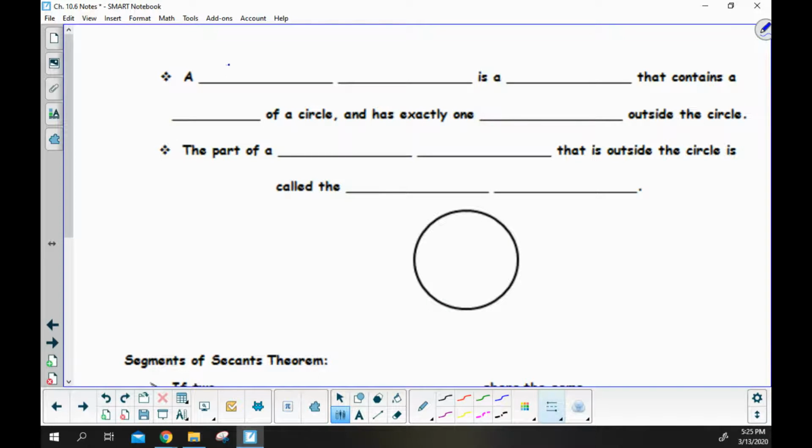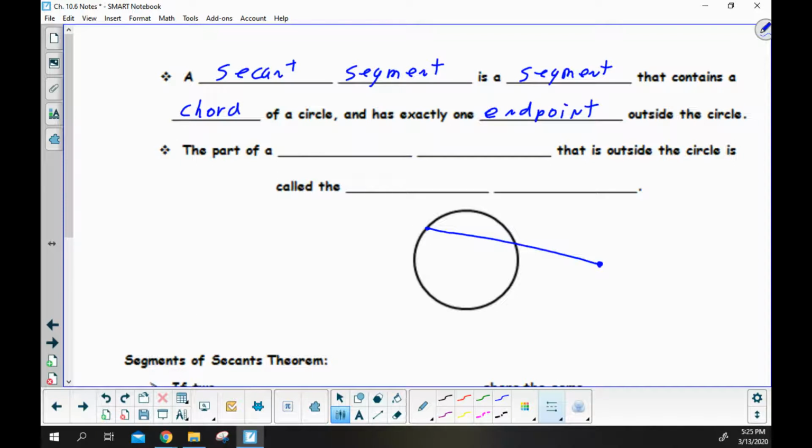So the next one is if a secant segment is a segment that contains a chord of a circle and it has exactly one endpoint outside the circle. So guys, what we're talking about is given a secant segment. Now again, remember, a secant is a line that goes through the circle, intersecting at 2 points. So it keeps going on and on forever. So what we're talking about is if we just took the segment.